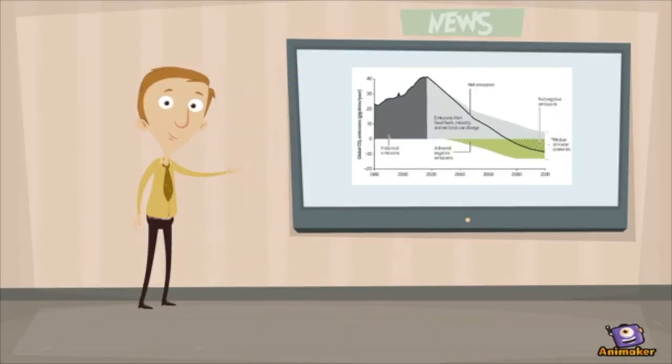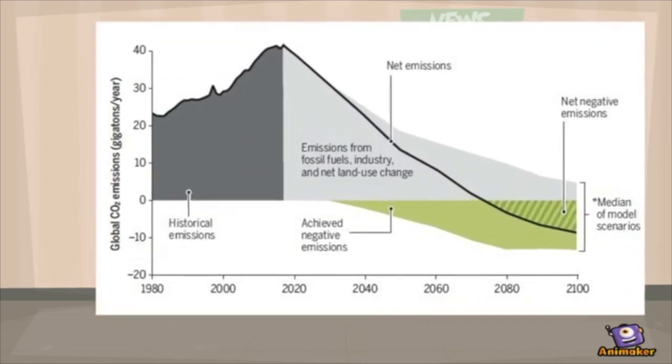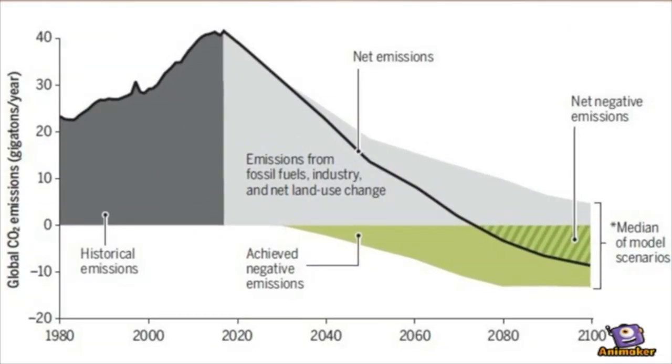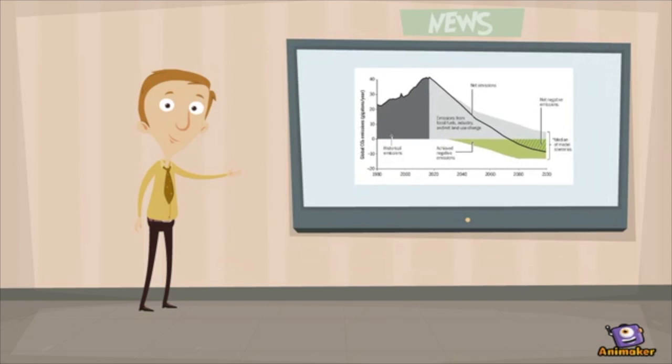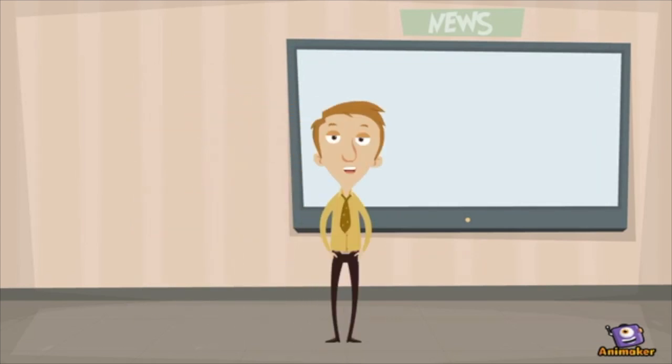Well, not so good. The following chart projects the required carbon emissions to meet our target of 2 degrees by the year 2100. Without negative emission technology, this is unattainable. This is where carbon capture and sequestration comes in.